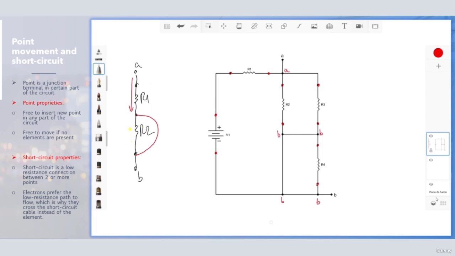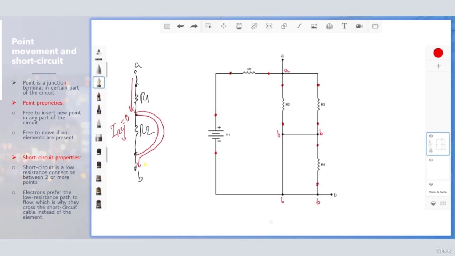So the electrons prefer to pass through a low resistance, so they will choose this way to go from A to B, because this path has no resistance and will not block the passage of current compared to that of resistor 2. And in resistor 2 no current will pass. The current in resistor 2 will be equal to 0.